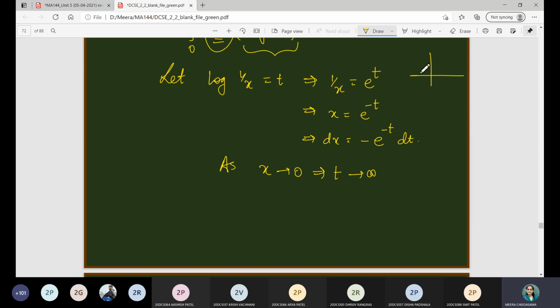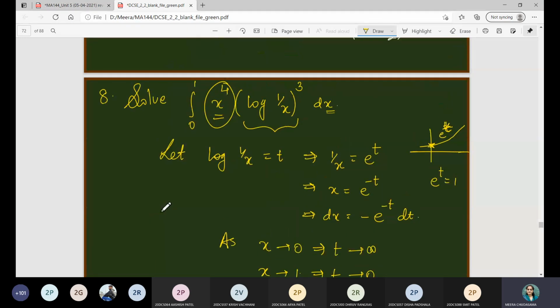So e raised to t is going towards infinity, so t will also go towards infinity. This is the graph of the exponential function. So as t goes to infinity, e raised to t will go to infinity. And when x is equal to 1, 1 upon 1 is e raised to t, that is, e raised to t is equal to 1. So what will be the corresponding value of t? When does the exponential function give the value 1? When t will be 0. Yes, so these are the limits. Very good. So the limits 0 to 1 will go to infinity to 0.